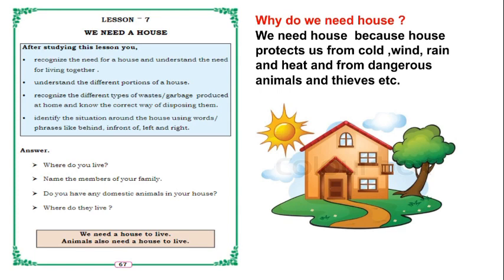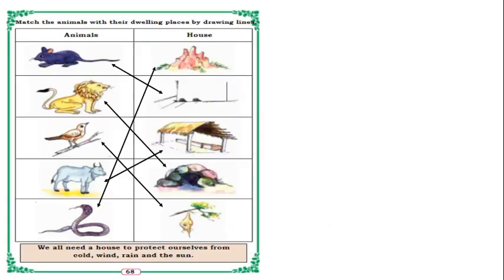Yes. So we need a house to live, and animals also need a house to live. Yes or no, children? Yes, animals also need a house to live. Then why do we need a house? We need a house because a house protects us from cold, wind, rain and heat, and from dangerous animals and thieves, etc. So we need a house to live, isn't it? Yes. So in the next page, match the animals with their dwelling places by drawing lines. So we have to match.